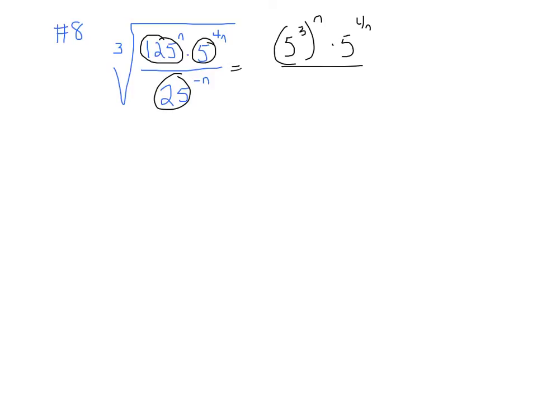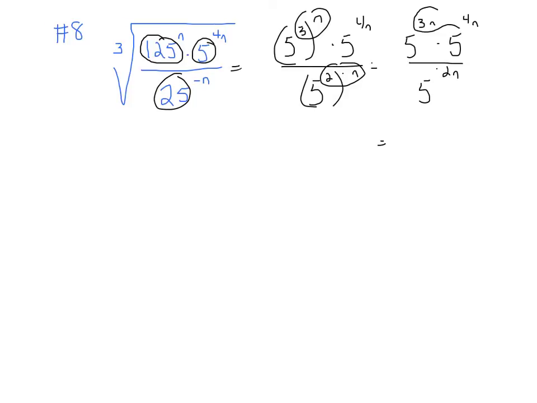And the bottom is 5 to the 2nd power, but it's still raised to the negative n power. Well, now you have power to a power. What do you do? You multiply them. So that's 5 to the 3n times 5 to the 4n over 5 to the 2 times negative n, which is negative 2n. Now, what can you do with those powers? You can add them. So 3n plus 4n is 7n because they're like terms.